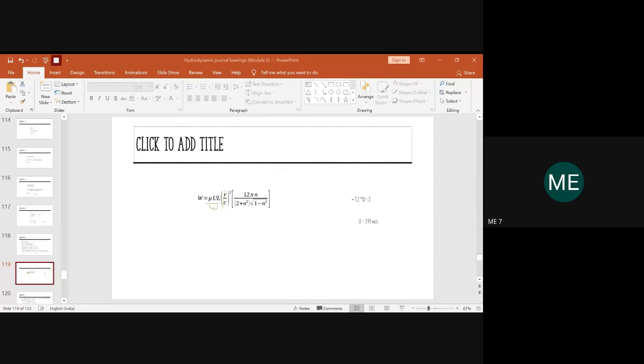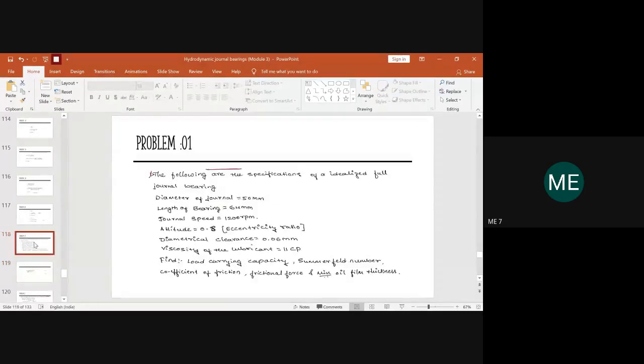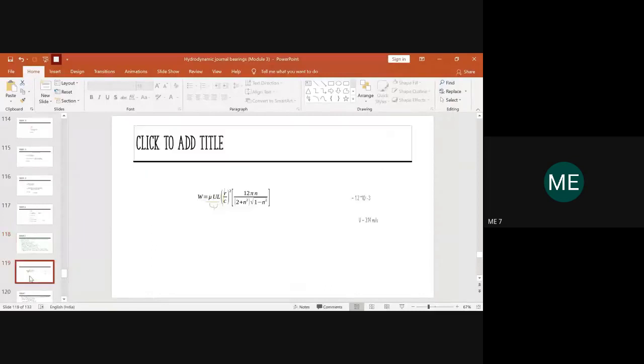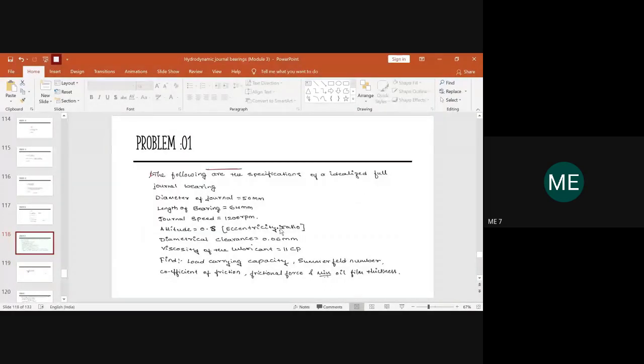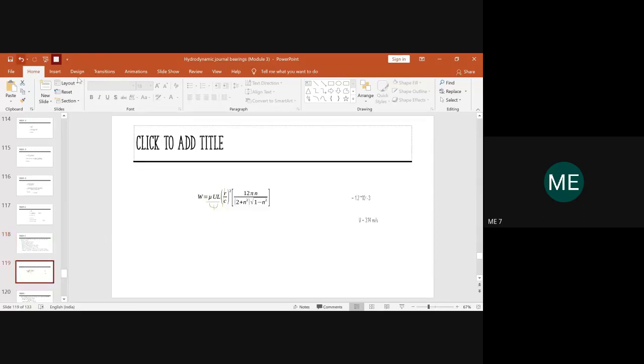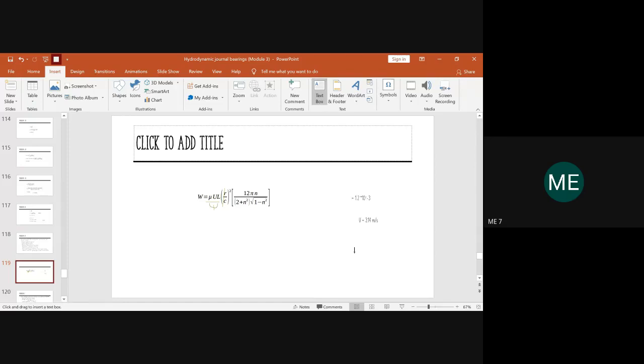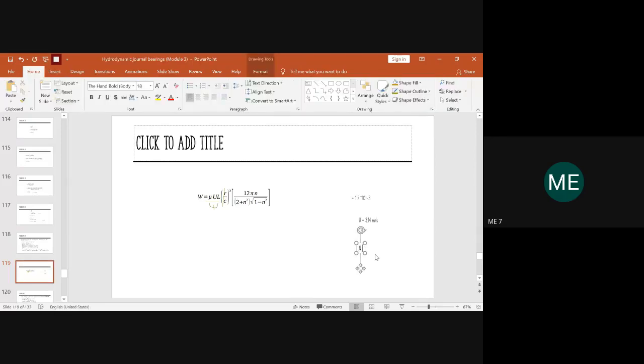Here, one thing you have to understand is that the speed which has been given is in RPM, right? The journal speed is given in RPM. For this formula, it is better if we convert that into RPS, so instead of minute, you are converting that into second. The journal speed n is given as 1200 RPM. So convert that into RPS.